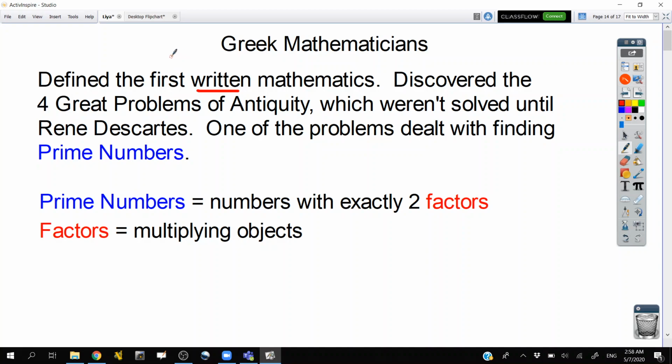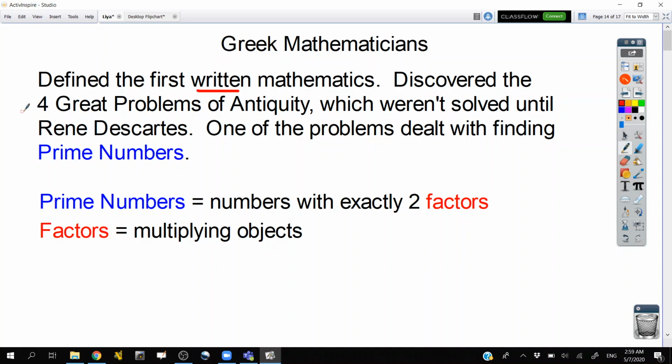This is somewhat of a stretch. The Egyptians also wrote down mathematics, but the Egyptians solved one problem at a time, and the Greeks generalized and solved entire classes of problems. So they would solve one problem that can be applied to 1,000 different problems, if that makes sense.